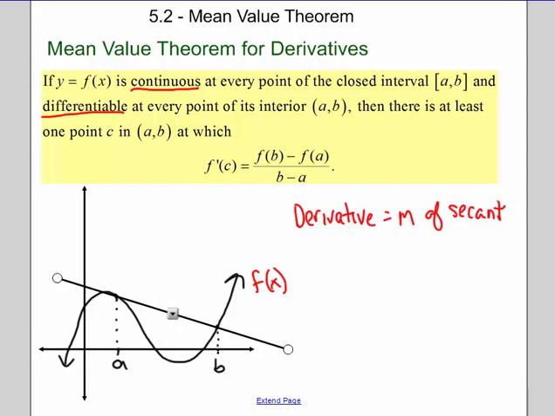Now what I'm going to do is we have that same line, same slope. That slope looks like it's going to be about right there, maybe a little bit further down. That's this point c, where our derivative, the slope of the tangent line, equals the slope of the secant line.